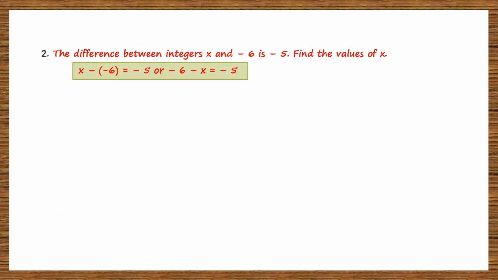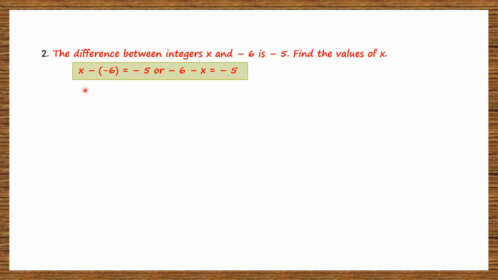Question 2. The difference between integers x and minus 6 is minus 5. Okay, the difference is when you subtract. Find the values of x. Why have they said values? Because there is more than one value for x in this question. And this happens, you get more values for x when we are talking about difference. That means when we are subtracting.